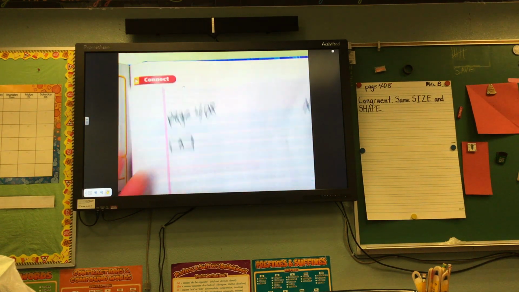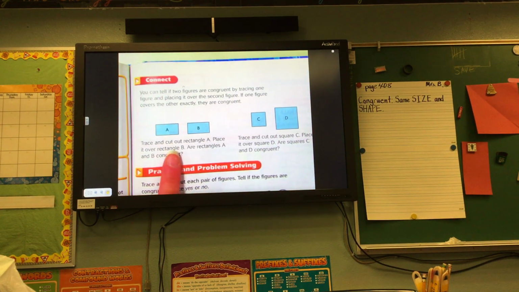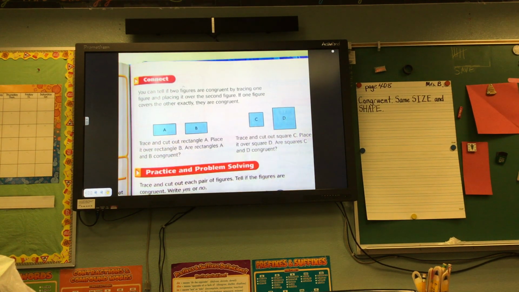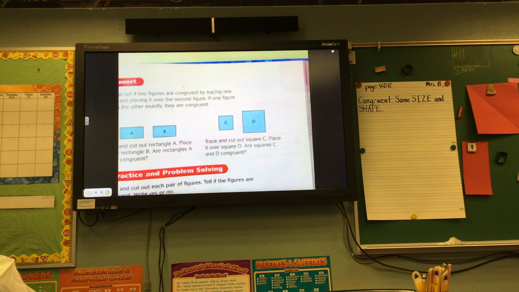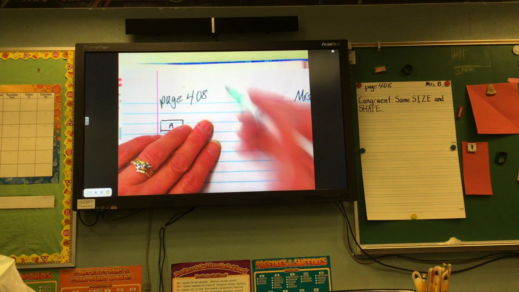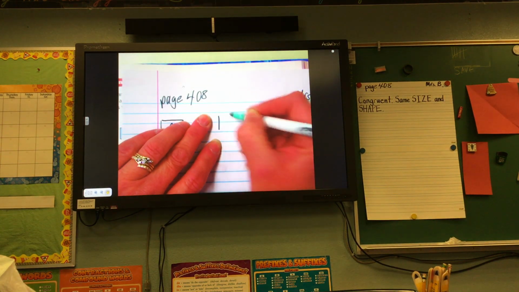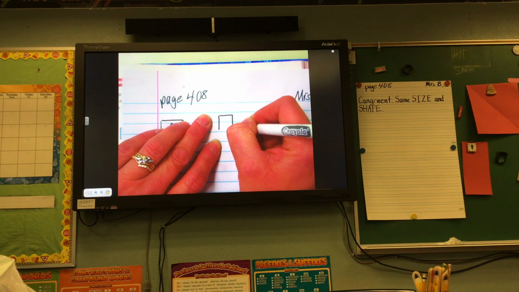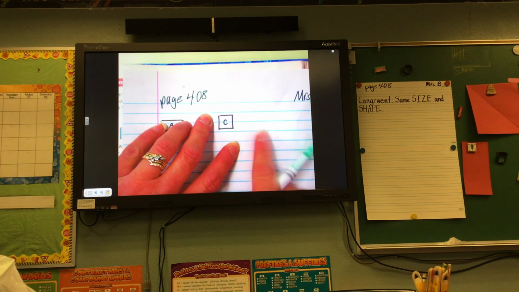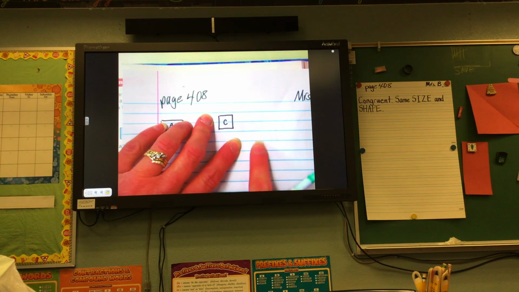So shape A and shape B are going to be congruent. Now let's take a look at C and D. It says trace and cut out square C. I'm not going to cut it out, but I am going to trace letter C on my paper. I can see it through my paper. Okay, there's letter C. And I notice over here under my paper, I can see letter D through the paper.